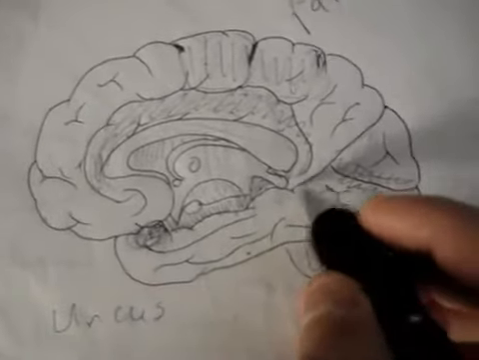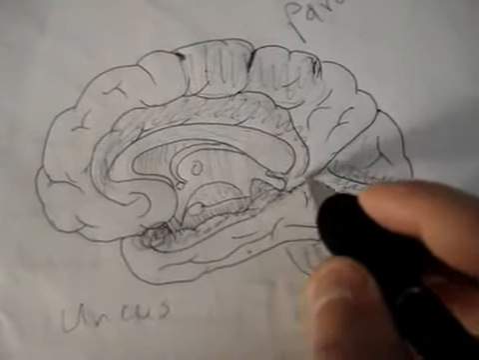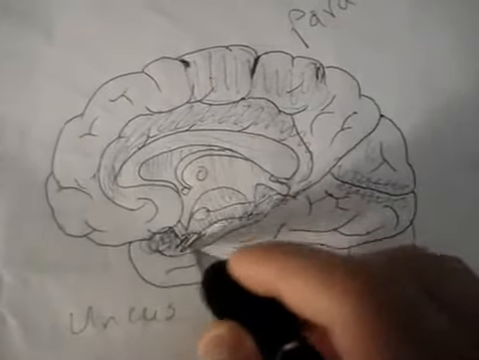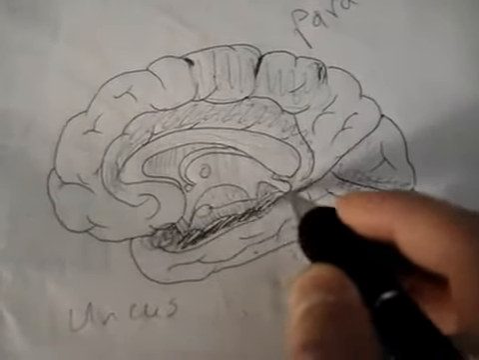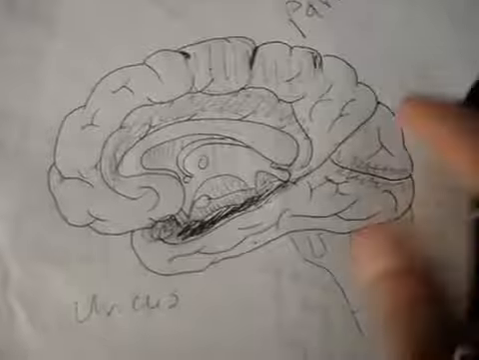And here, running just behind the uncus, is called the parahippocampal gyrus. So this area, I'll make it very dark. So that's your parahippocampal gyrus. And that is part of the hippocampus, which is involved in memory.